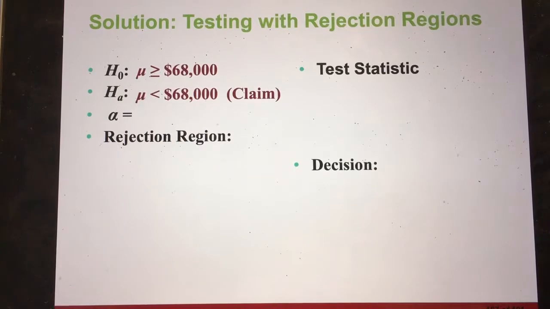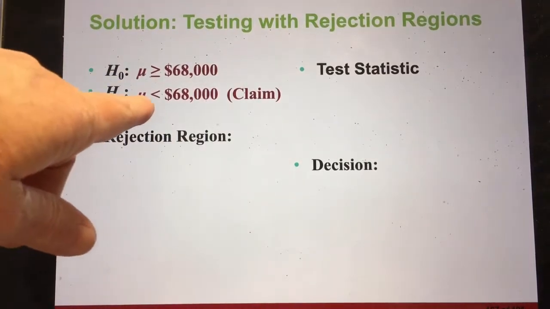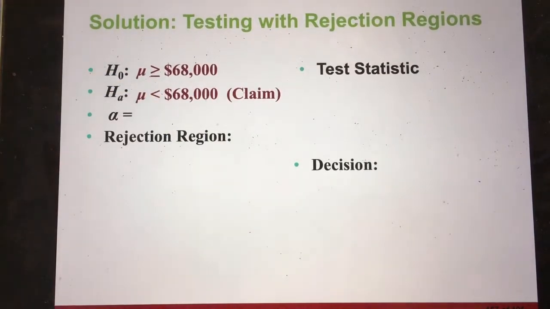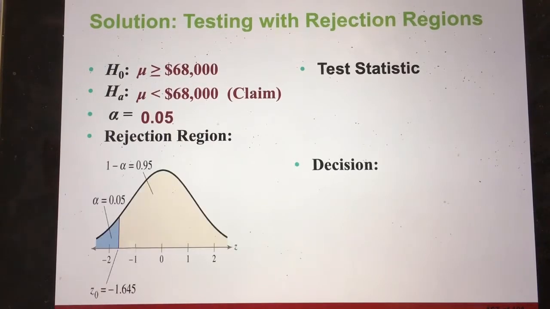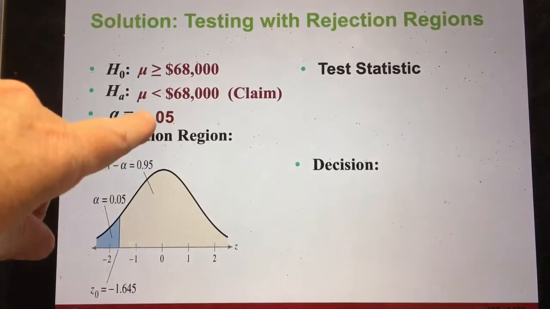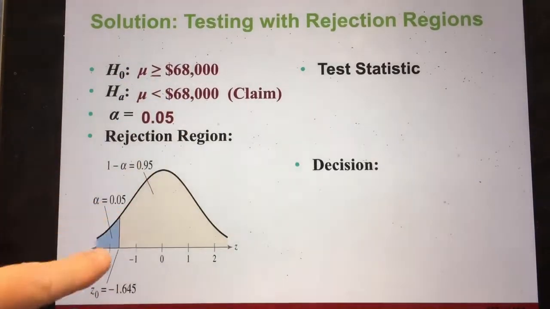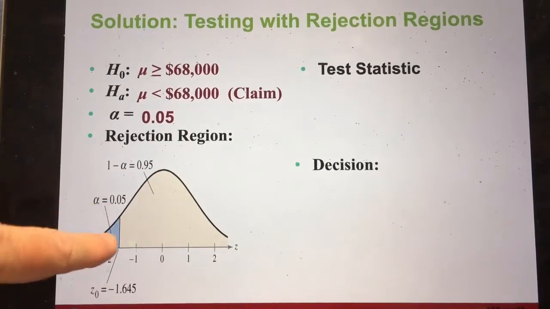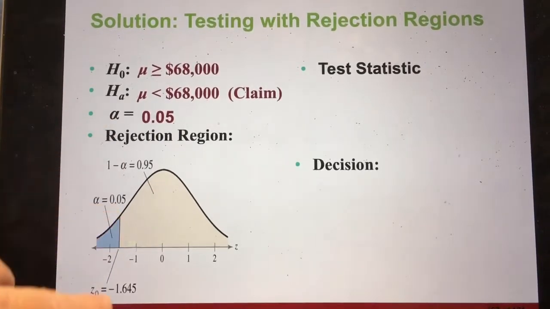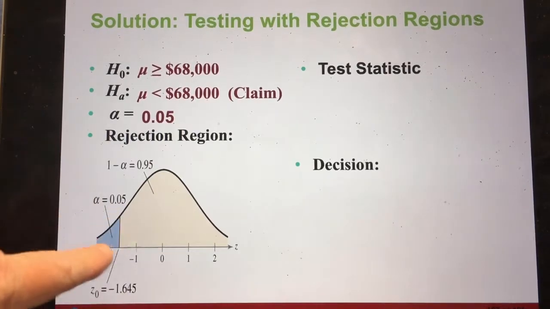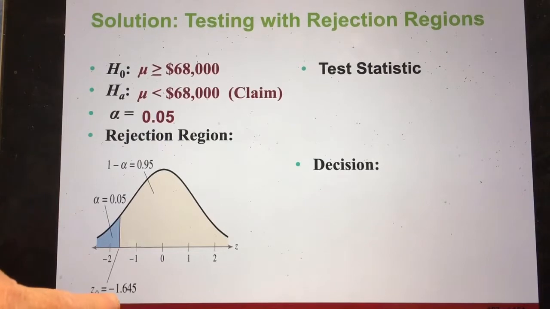Okay, so the claim is that the mean of their company is less than 68,000, and there's our level of significance. Since we have 0.05 and it's a left-tailed test because of the less than, we're going to have all of our 0.05 in one tail. When we look at our standard table for the area that has 0.05, the z-score that goes with that is negative 1.645.